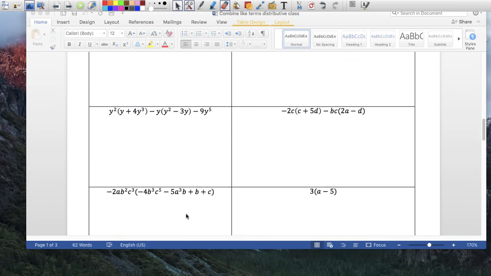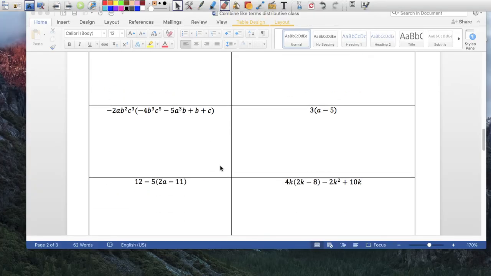Next one. There's a lot, so let me skip around. Oh, there's an easy one right here. How that gets sneak in. 3 times a is 3a, minus 3 times 5 is 15. That was super easy. Is there any other easier ones?